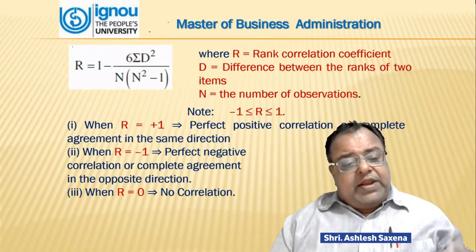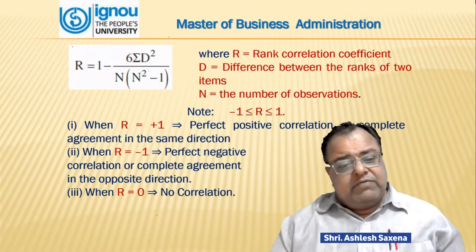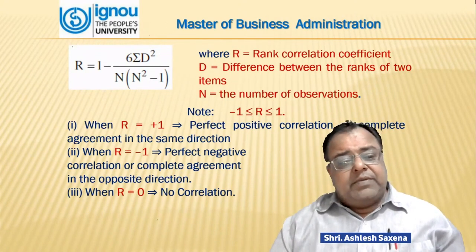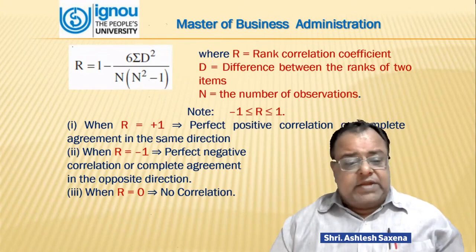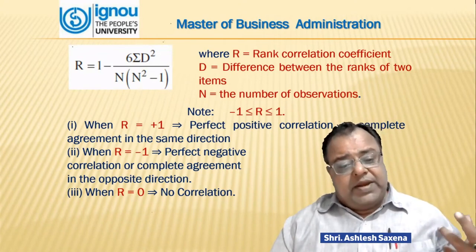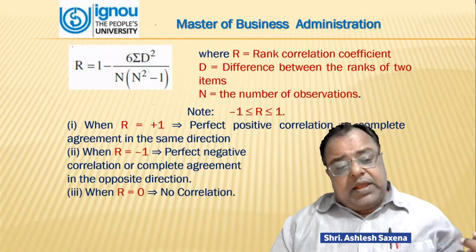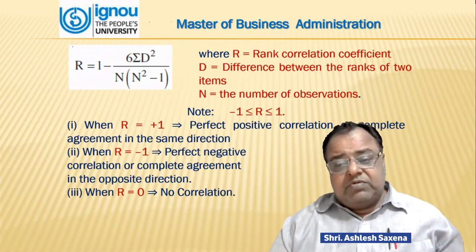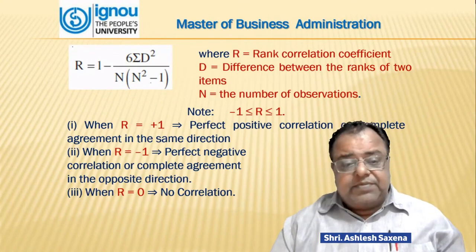If the value of R, capital R, is plus 1, that is a perfect correlation. If R is equal to minus 1, it is a perfect negative correlation, that is, complete agreement in the opposite direction. If R is equal to 0, there is no correlation.